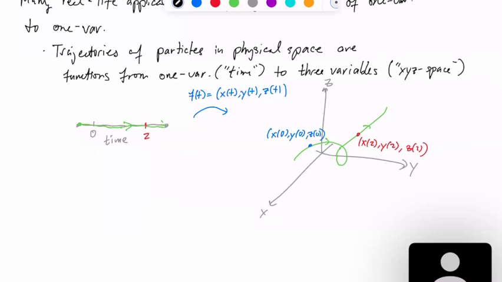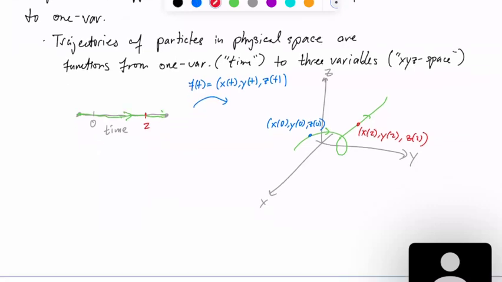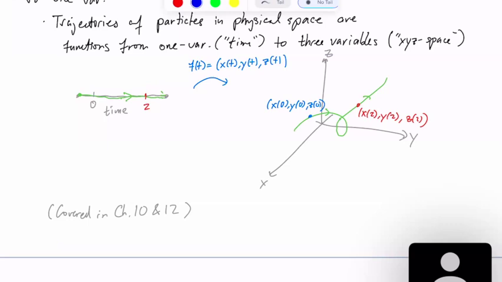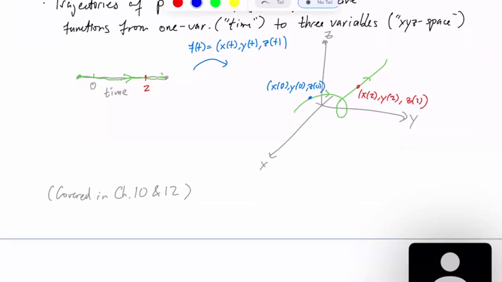This is roughly the course. This is covered in chapters 10 and 12 of our syllabus, which we'll begin shortly, and associated with this analysis, we'll learn how to parameterize these things, how to describe these curves, how to describe these functions of one variable into more than one variable, and we'll also learn to calculate some of the physical quantities associated with these, such as velocity and acceleration. All right.